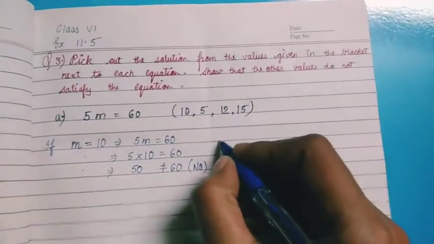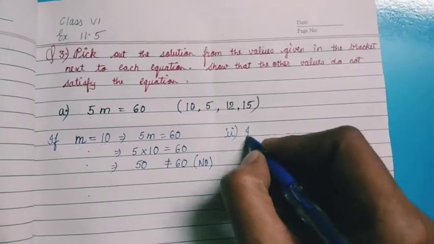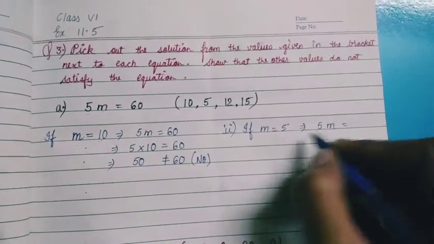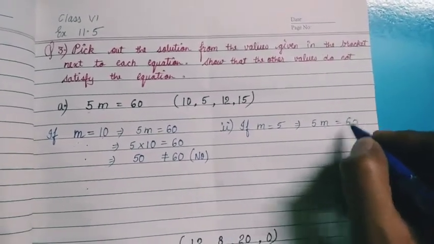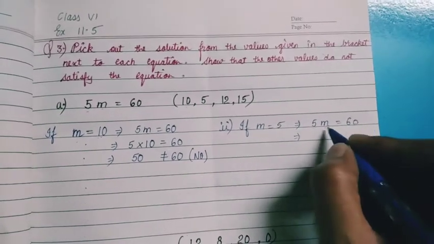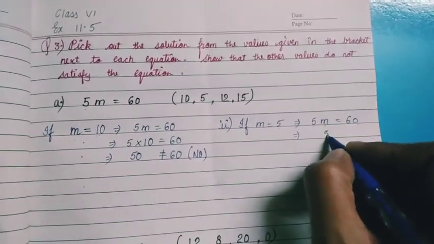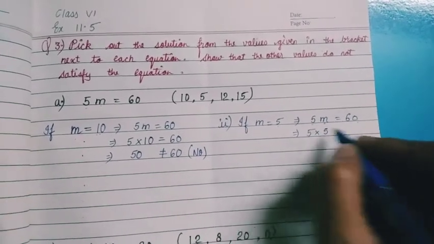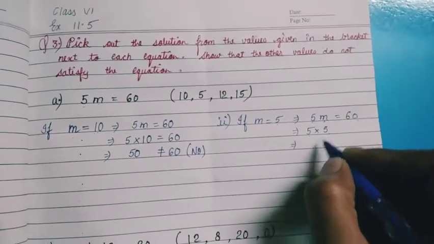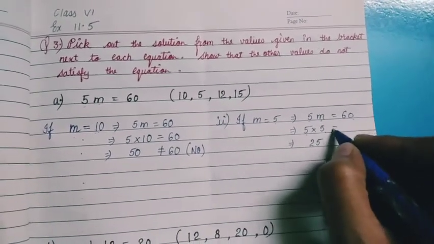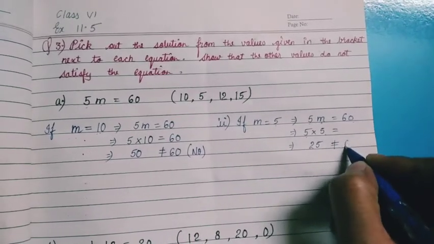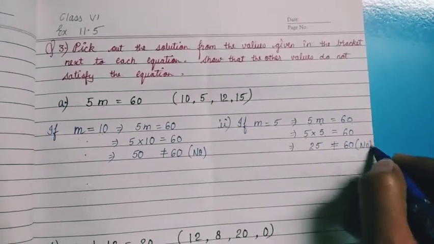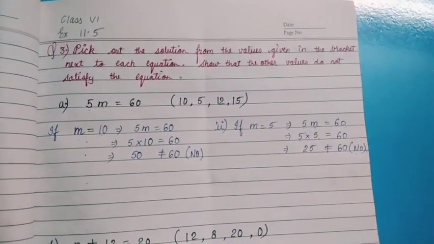The second value given in the bracket is 5. If m is equal to 5, same as previous, we will put the m value in the equation. In place of m what we will put? 5, and there is no symbol between 5 and m, which means the multiplication symbol is there. 5 5s are 25, and 25 is not equal to the right side of 60. It means this is also not the solution of the equation.